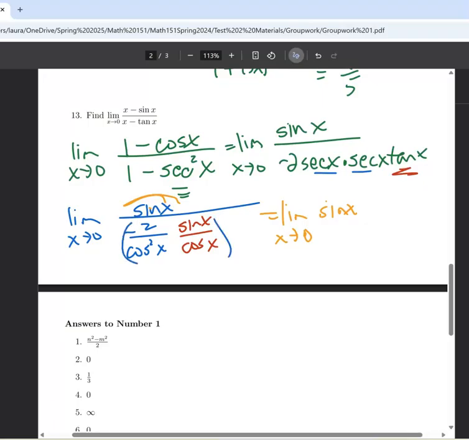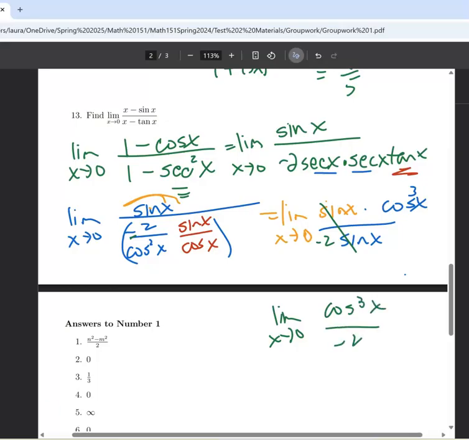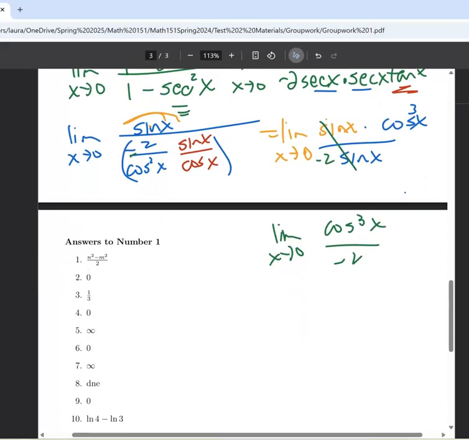Whoa. So what do I end up getting? I end up getting a cosine cubed x over a sine x. Oh, well, that's convenient. Those sine x's cancel. Oops, I dropped my -2, right? So it stays down here. So then I get, let's write it here, limit as x goes to 0, cosine cubed x over a -2. So now when I plug in x equals 0, cosine of 0 is 1. So I get a -1/2.